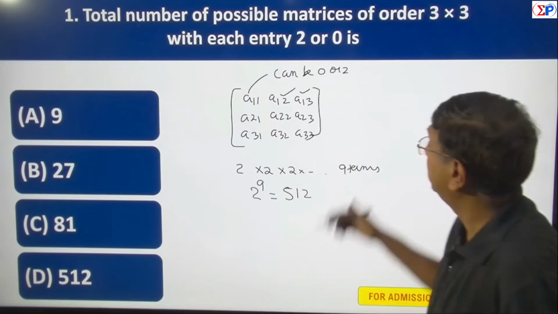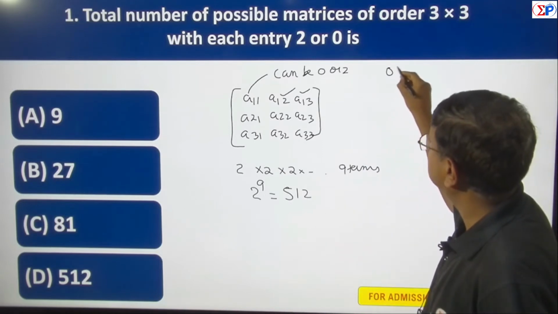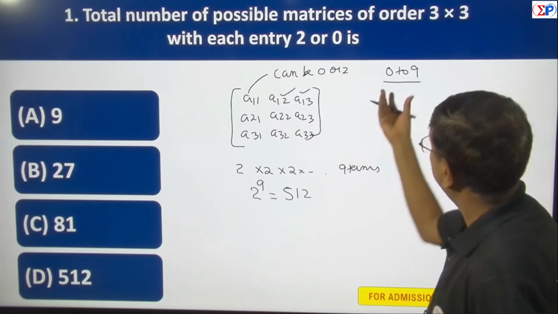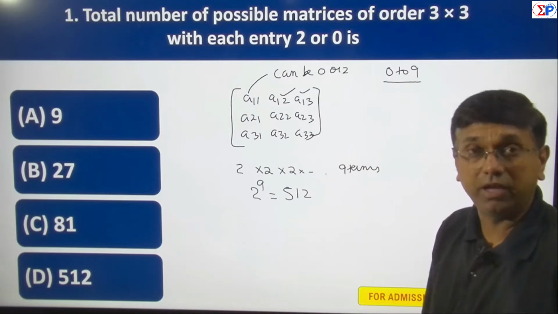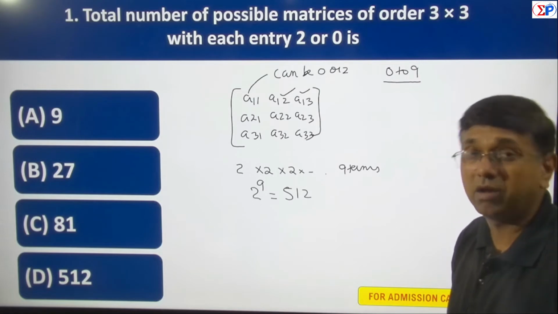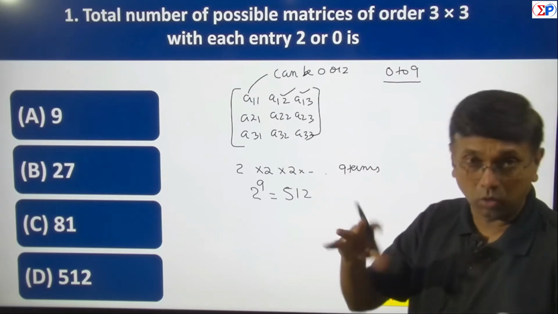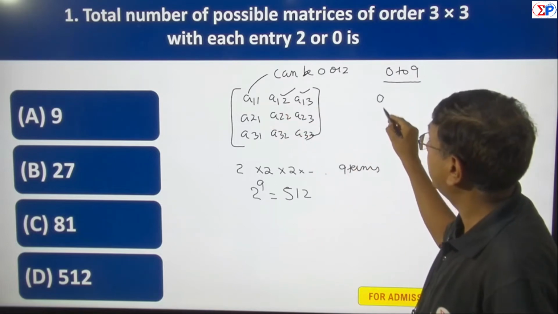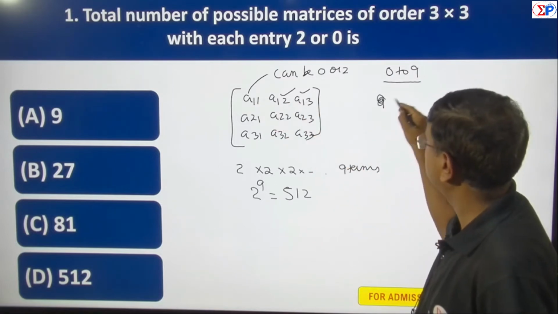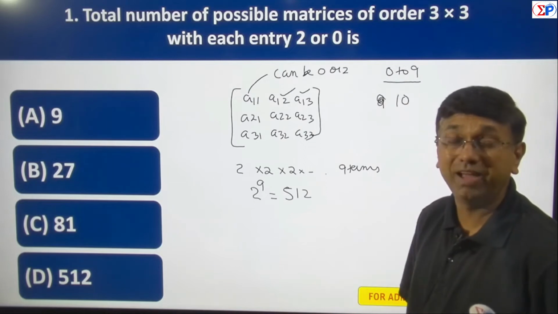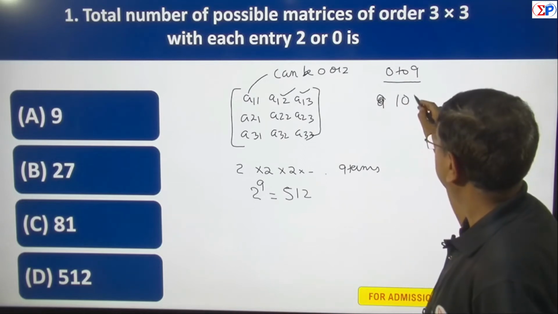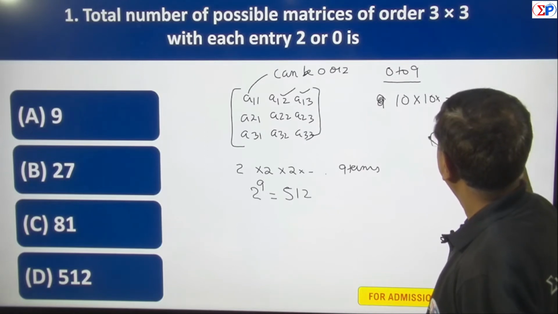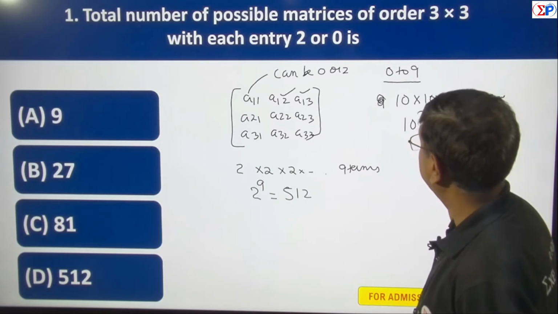Now इसी question में say they would have given 0 to 9. I'm just extending a question. वो ये कहते थे 0 to 9 each entry, right? And repetition allowed and not allowed, that they can use. So in case each element can be repeated, so we have 10 possibilities. Sorry, because 0 included, we have 10 possibilities. So 10 into 10 into 10 up to 9 terms. If it is 3 by 3, so 10 to the power 9.